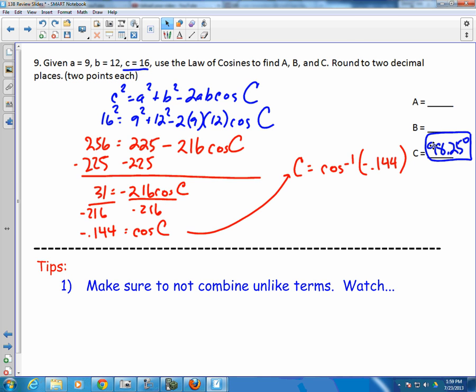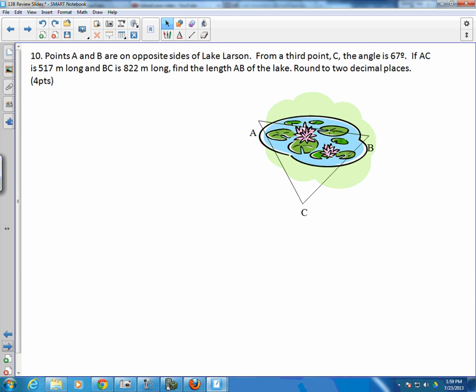Okay, so moving along. One word problem I wanted to talk about, and you can expect to see a side angle side situation on a test. If you see side angle side, we just talked about it, that's the law of cosines. So in this particular question, points A and B are on opposite sides of Lake Larson. From a third point C, the angle is 67 degrees. If AC is 517 and BC is 822, then find the length of AB and round to the nearest decimal.